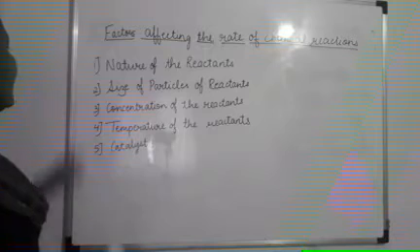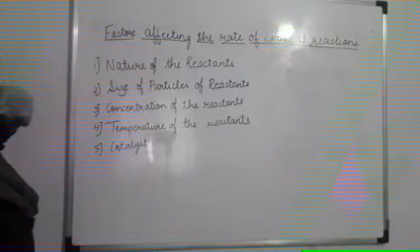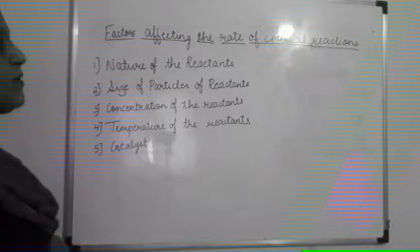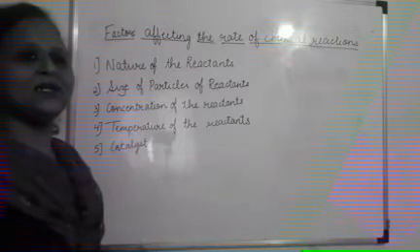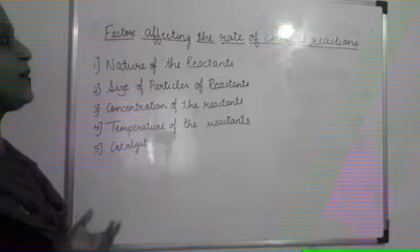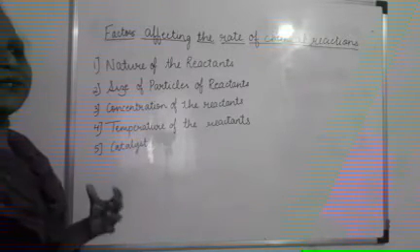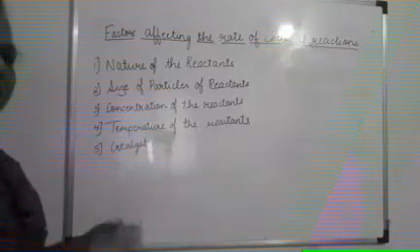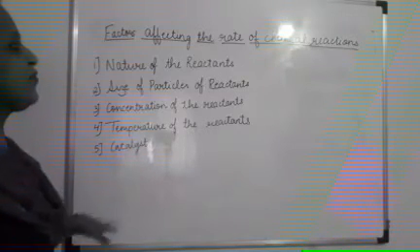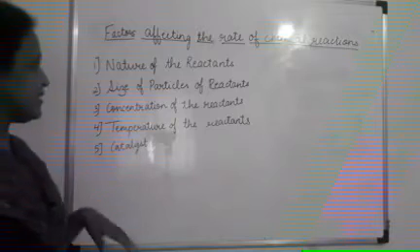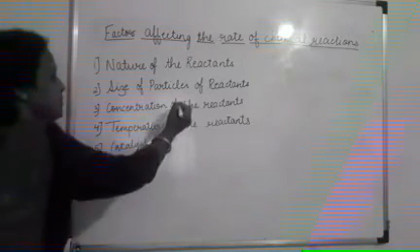Now let us understand the factors that affect the rate of chemical reaction. We have already seen what the rate of chemical reaction is. I told you some reactions are completed very quickly, rapidly, in a short time, whereas some reactions take a longer period to complete, or the process is very slow. Now which are the factors that affect the rate of chemical reaction? You can see here there are 5 factors which affect the rate of chemical reaction.